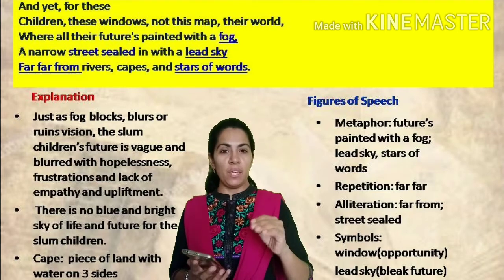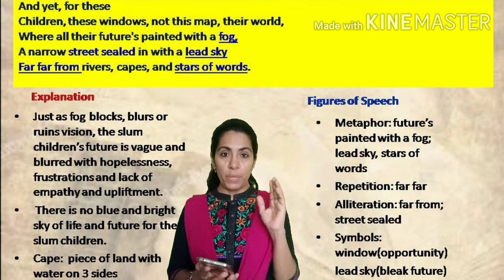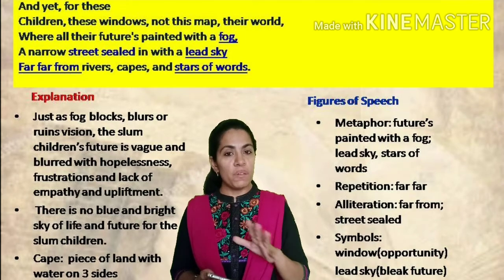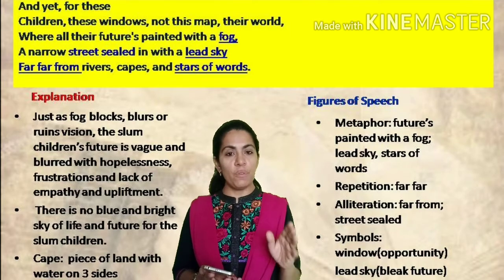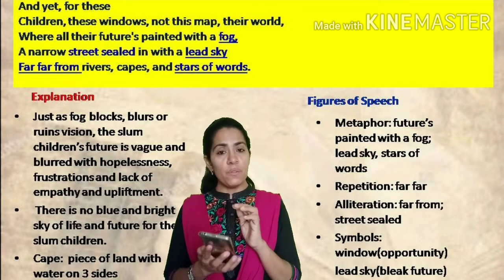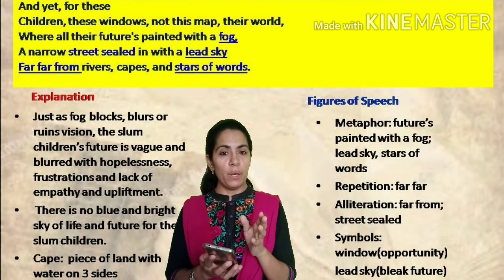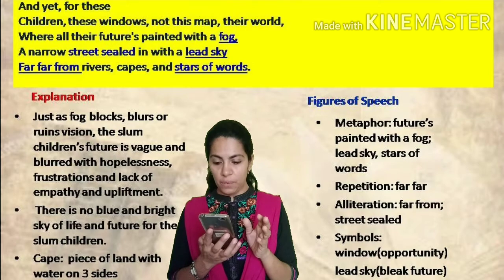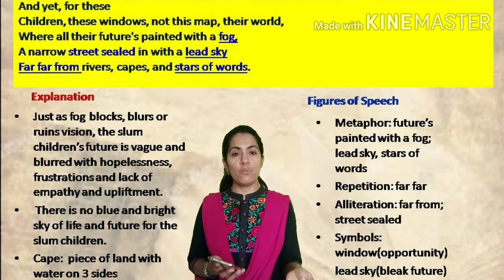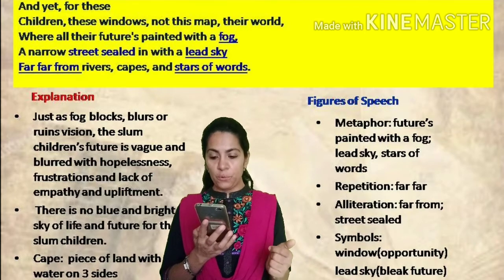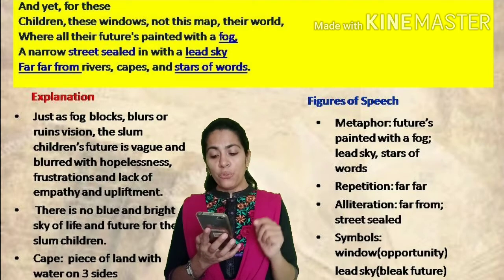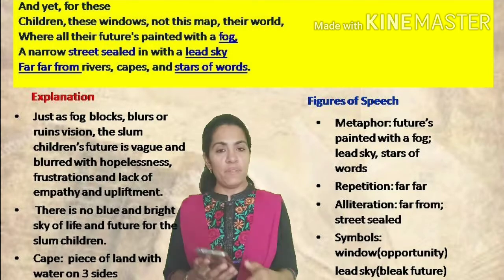You know, painting. Can you paint something with a fog? The metaphor has been used here as fog blurs everything. You have no clear vision. Similarly, their lives are blurred, and there is no hope, and there is no joy in their lives, no future prospects, because their education is so faulty. So there's a metaphor: future is painted with a fog, a narrow street sealed in with the lead sky.